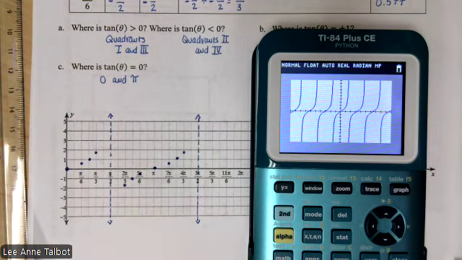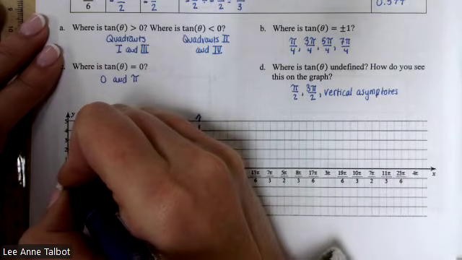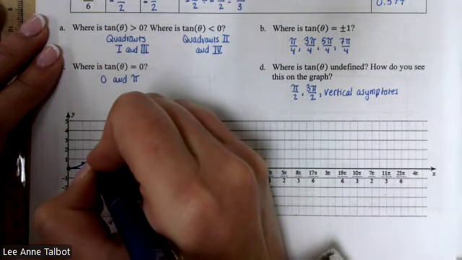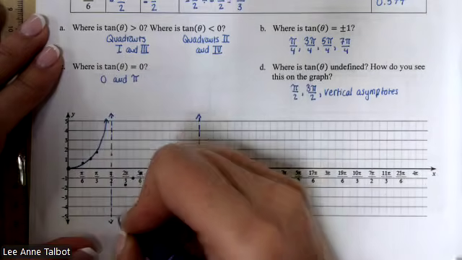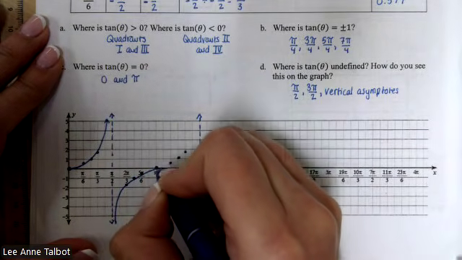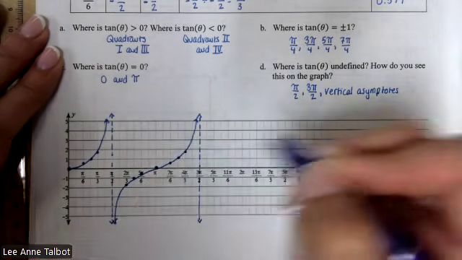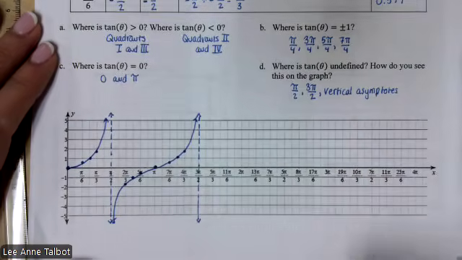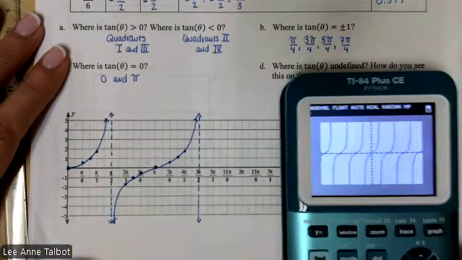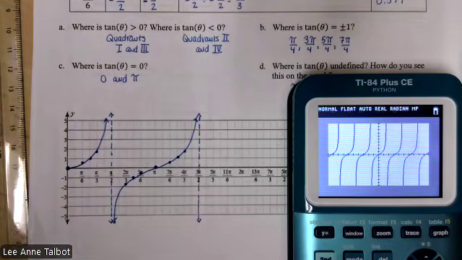It looks like repeating cubic functions with asymptotes between. So you can kind of see what's going to happen. So it's going to go like this. And then it just keeps repeating itself. Isn't that weird?